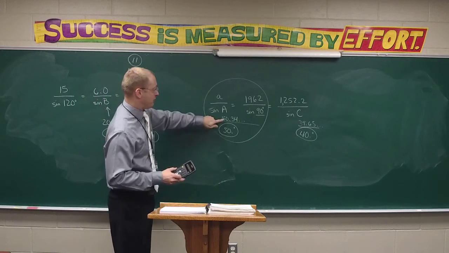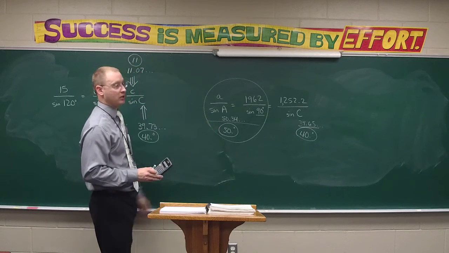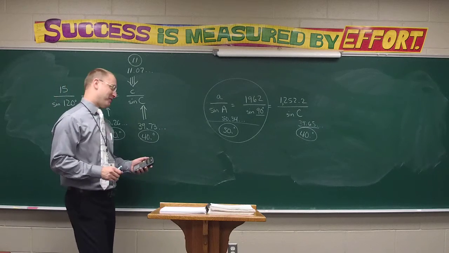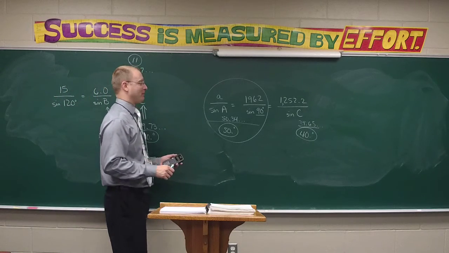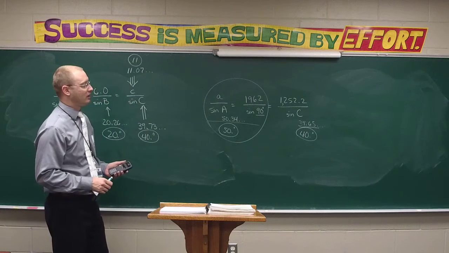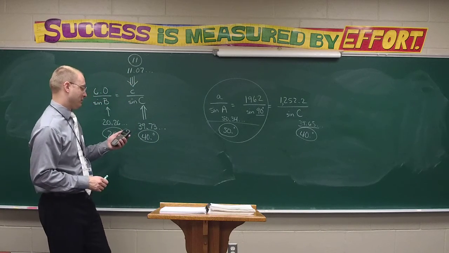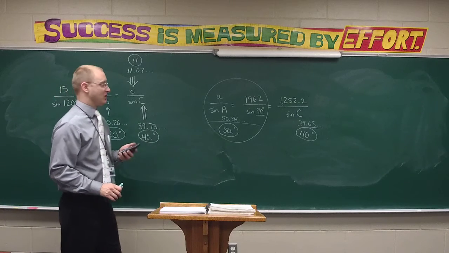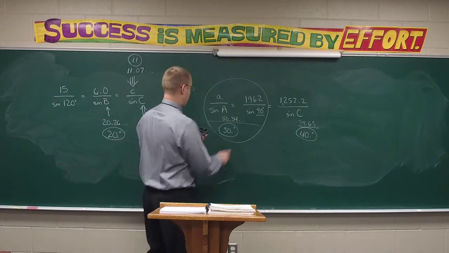Okay, so we take the sine of the 50.34. Oh, I did not take the sine. That's the problem. That's why your answer is huge. Sine of 50.34, whatever it was. If you put it in the memory, you're saved. If you didn't, which I didn't, I cheated. I just went off of what was on the screen. Times the 1,962 divided by the sine of 90.